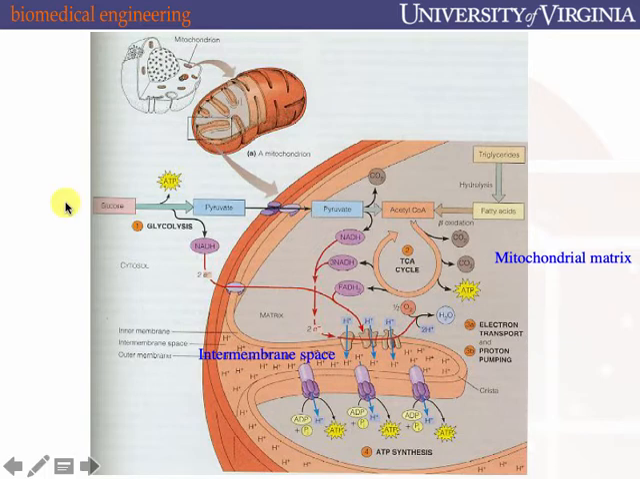Mitochondria is a double membrane organelle. Outer membrane, inner membrane, and then the space in between the 2 membranes is called the intermembrane space. On the very interior of the mitochondria is called the matrix, mitochondrial matrix. And all of the intermediate steps in aerobic respiration that we'll talk about today are taking place in the matrix.